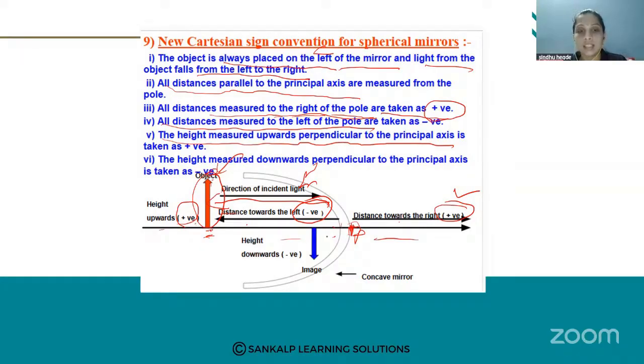Okay. Then the image is formed here. See this. This is the image formed here. So here the height is shown downwards.